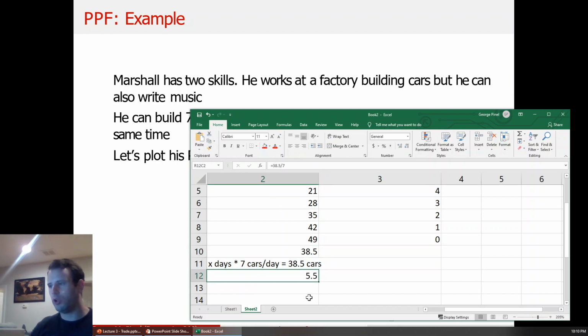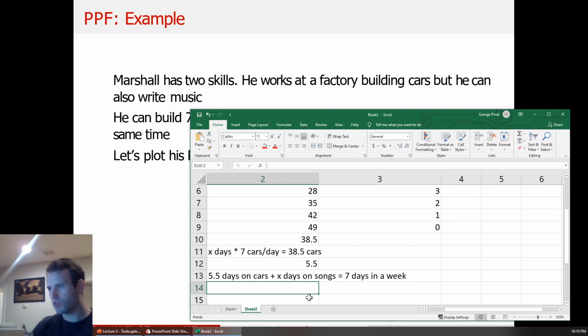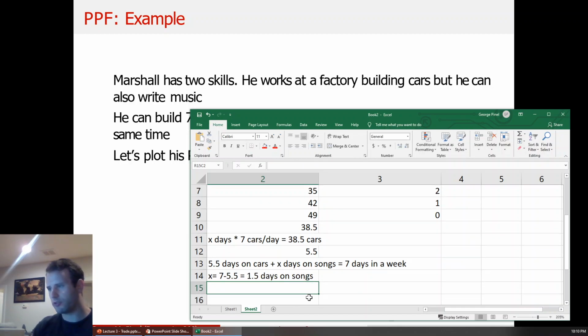So if I know that Marshall is spending 5.5 days making cars, I know that he's spending 7 days minus 5.5, or we could do this algebraically. 5.5 days on cars plus X days on songs equals 7 days in a week. So X equals 7 minus 5.5 equals 1.5 days on songs. Okay.